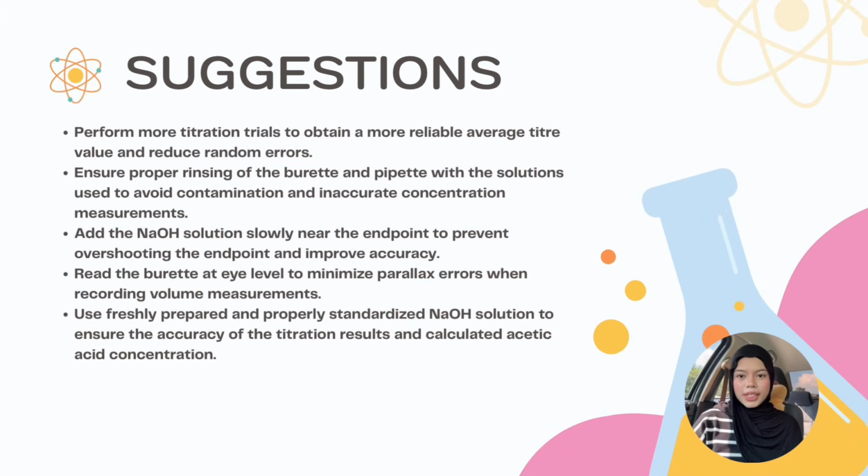To improve the accuracy and reliability of volumetric analysis, several good laboratory practices should always be followed. First, performing multiple titration trials helps produce a more consistent average value and minimize random errors. Second, all glassware, including the burette and pipette, should always be properly rinsed with the appropriate solutions before use to prevent contamination. Third, the sodium hydroxide solution should always be added slowly as the endpoint approaches to avoid overshooting the color change.